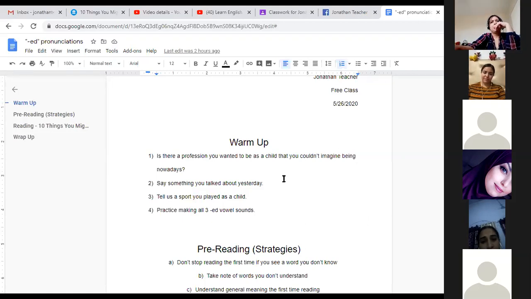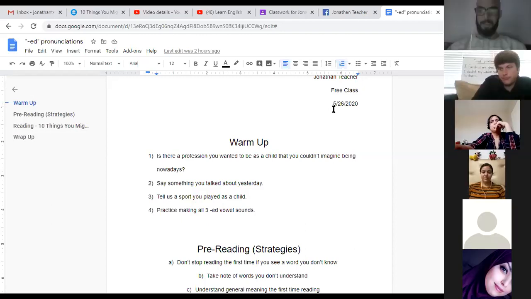Amel, tell us a sport you played as a child. Yeah, when I was young, I played basketball. Wow, very good grammar and good pronunciation. We can practice these a little bit more at the end.